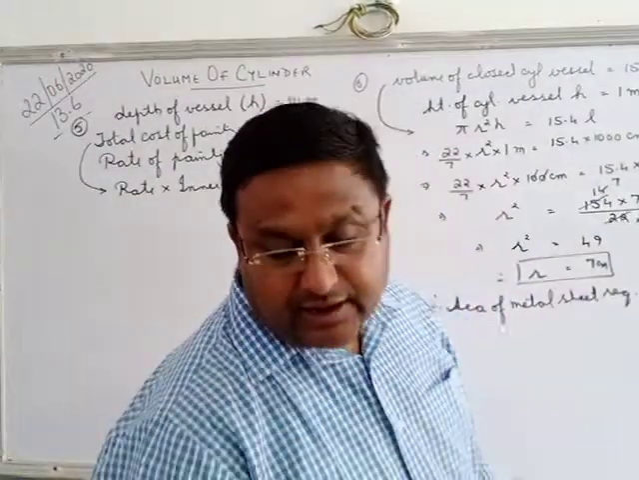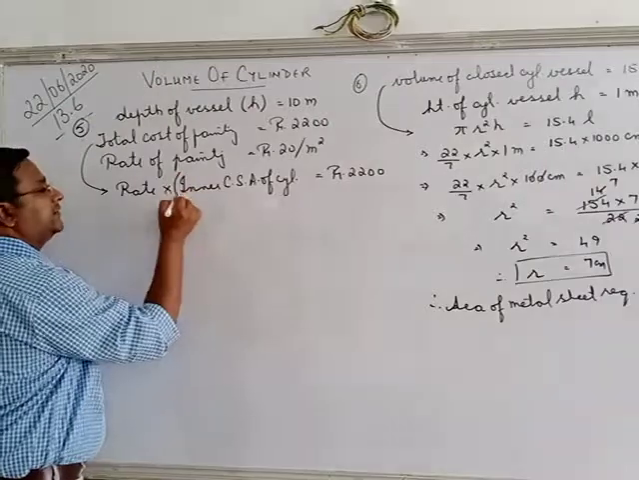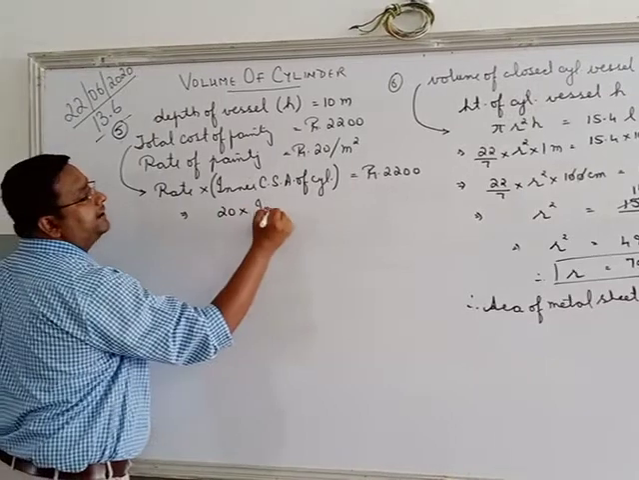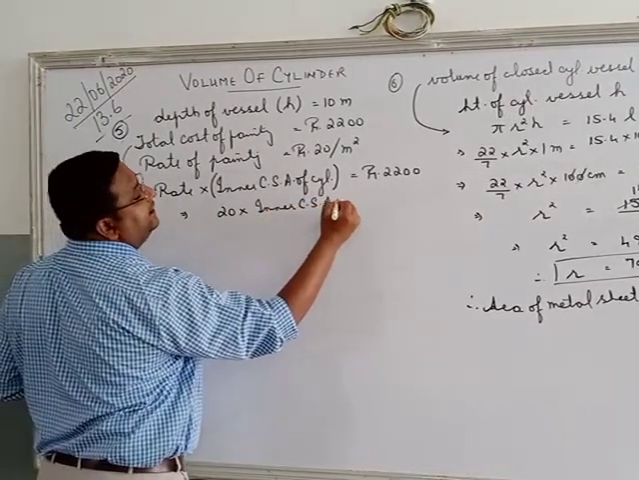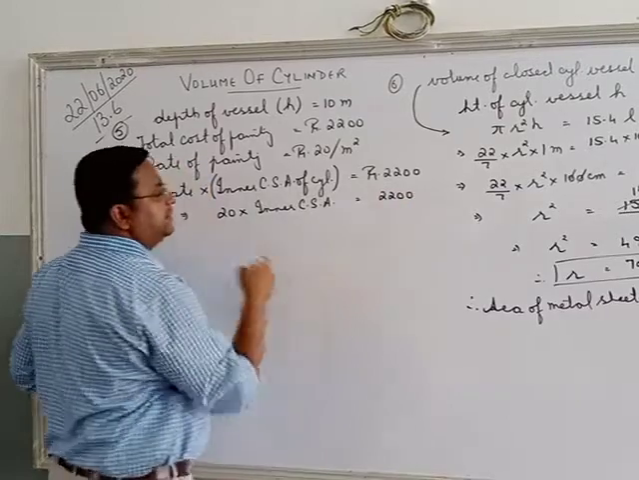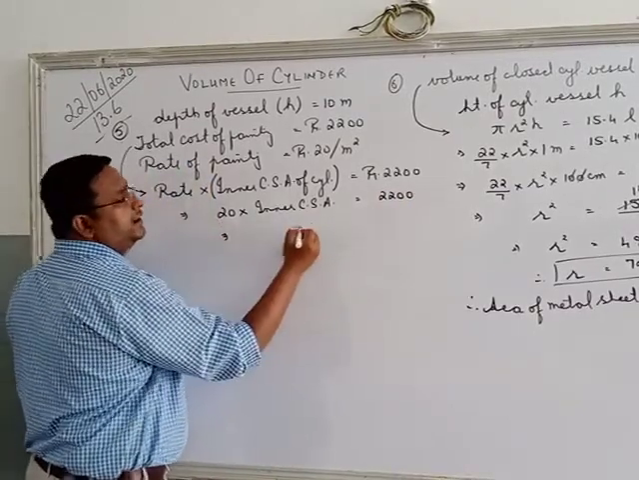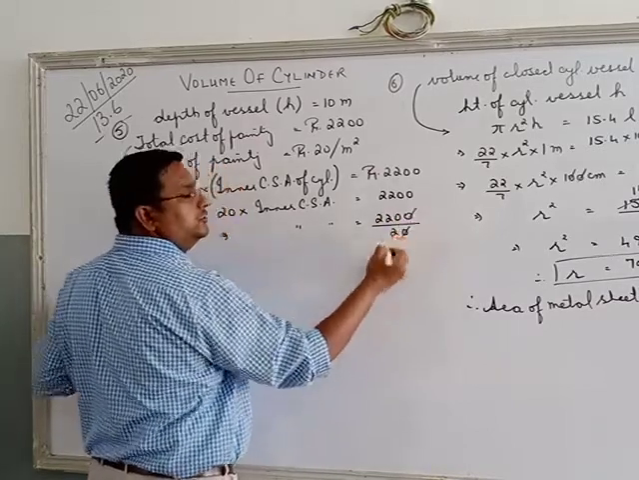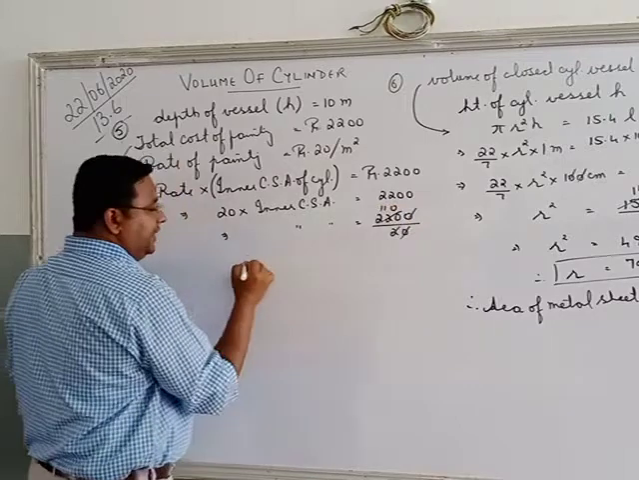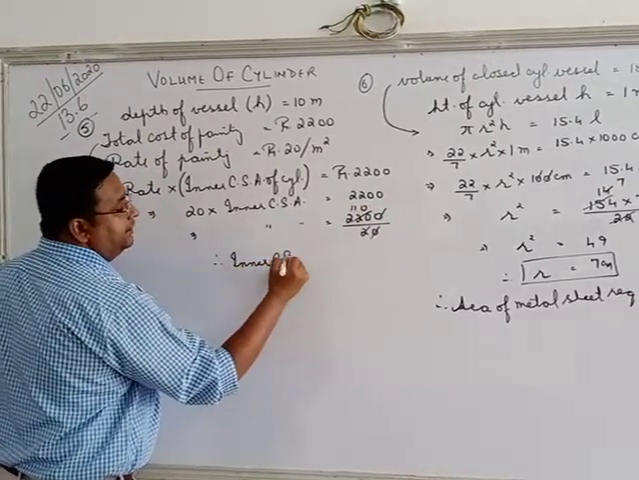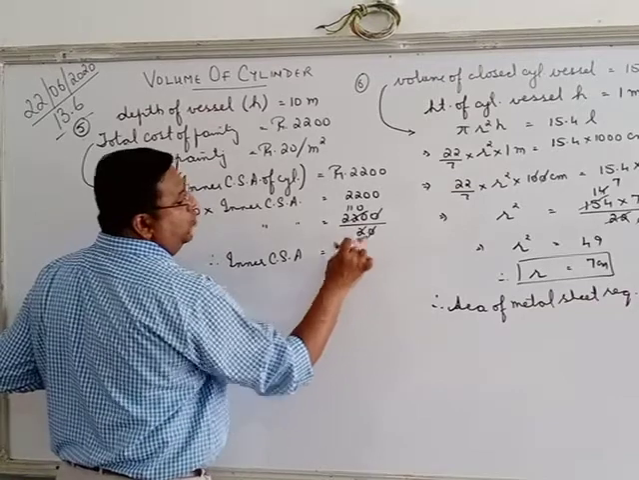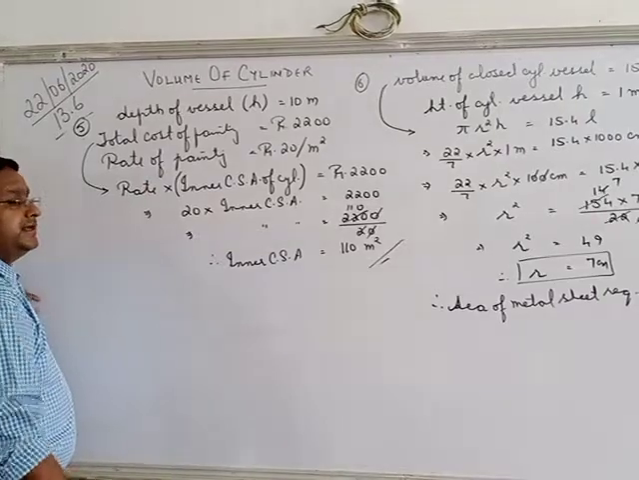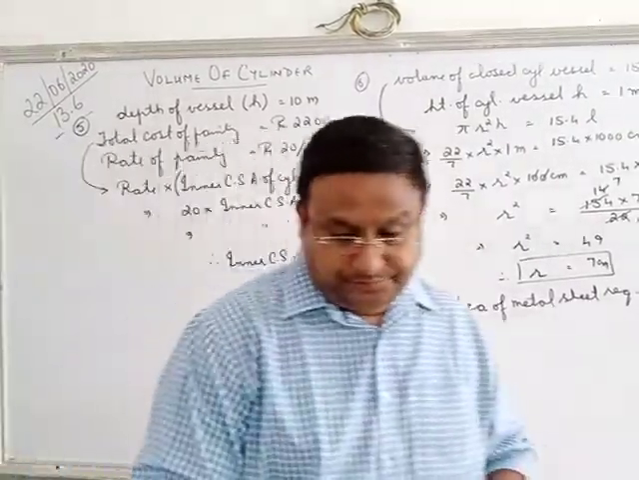See, what other things is he telling us to find? First he tells us to find the inner curved surface area of the vessel. What is the rate? ₹20 multiplied by inner curved surface area is equal to 2200. Can we transpose this 20? So inner curved surface area is equal to 2200 upon 20. 2 ones are 2, 2 11s are 22. So therefore inner curved surface area is equal to 110 meter square. First answer. First part. Then he says find the radius.